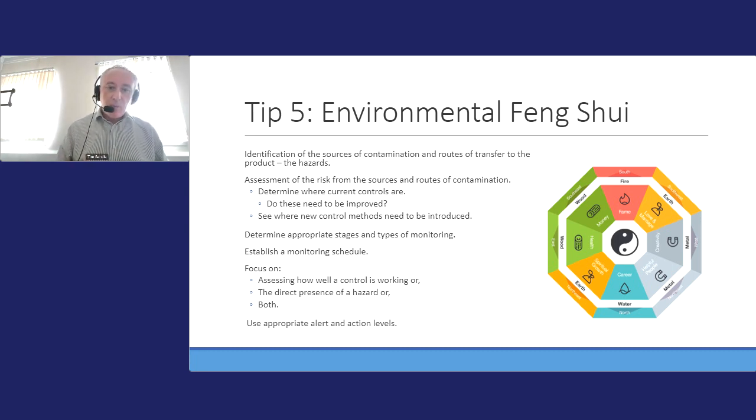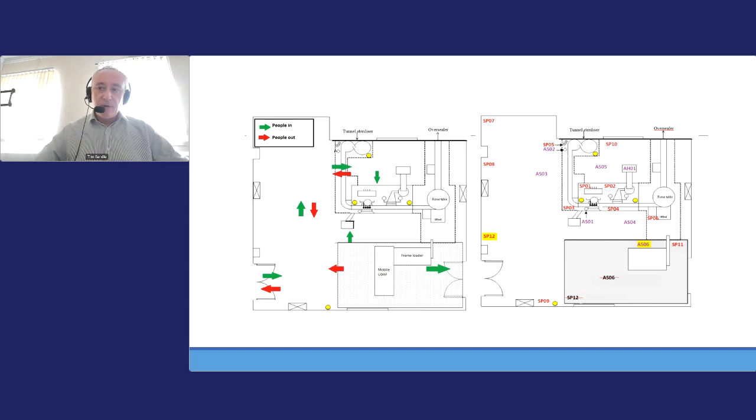So we can produce simplified maps like this, for example. The map on the left-hand side is looking at the routes that people are taking, both coming in and out of a particular clean room. And we could also do similar things for waste in, waste out, product in, product out, and so on.